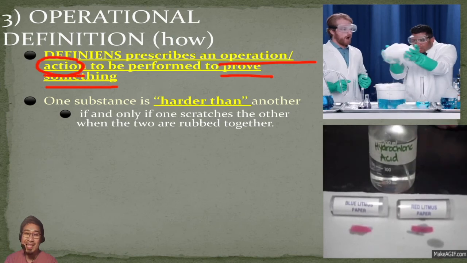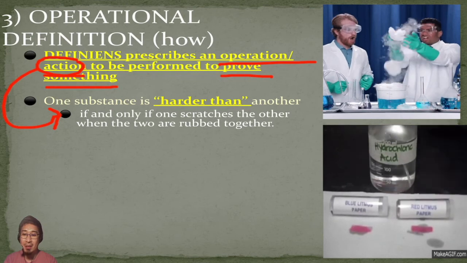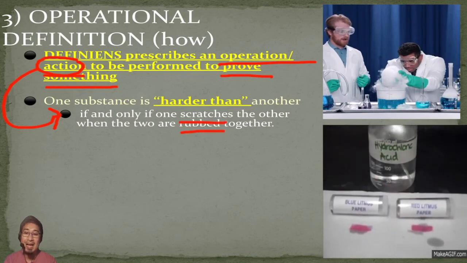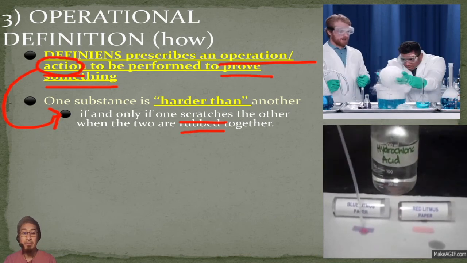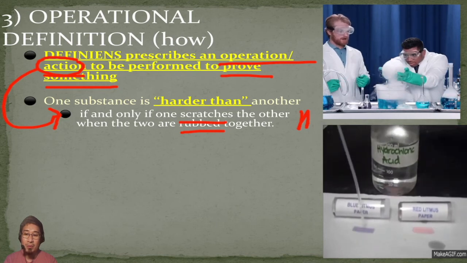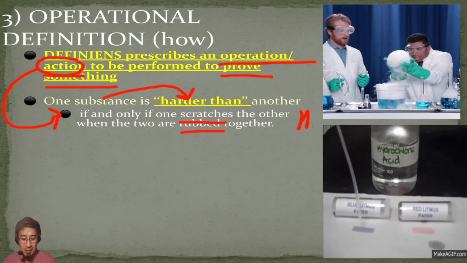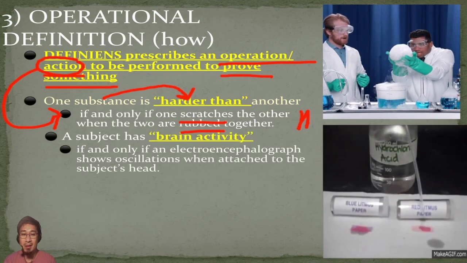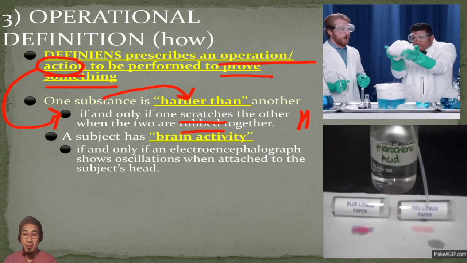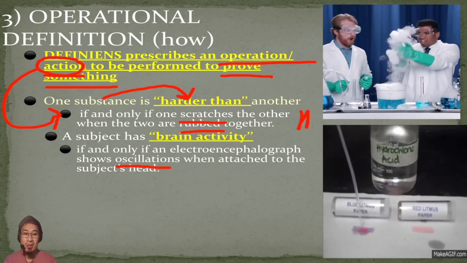Example: one substance is harder than another if we perform a certain action. And what is that action? If and only if one scratches the other when the two are rubbed together. So the scratch and rub together are action and operational words. Otherwise, if you do not put a definiens here, it is very hard to prove that one substance is harder than the other. Okay, next example. A subject has brain activity if and only if an electroencephalograph shows oscillations. It means something moves. That's what oscillations means, when attached to the subject's head.